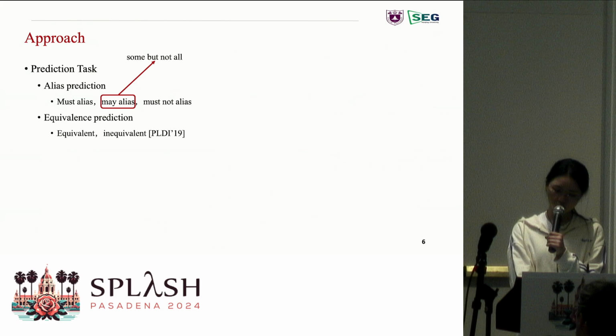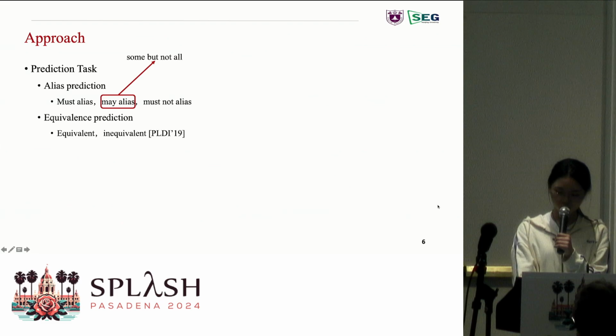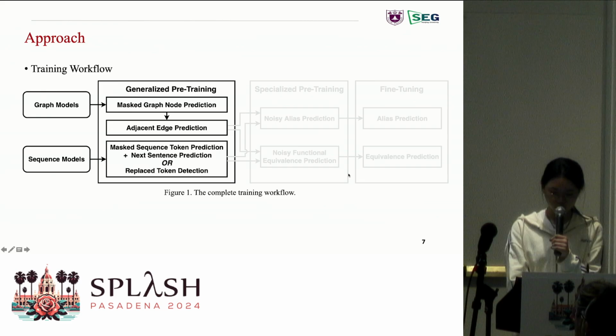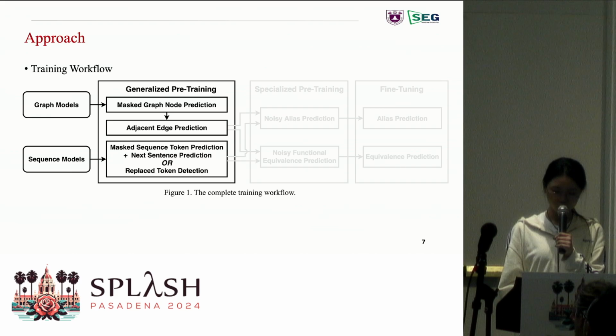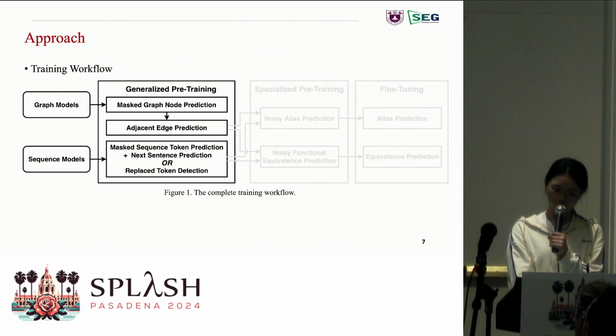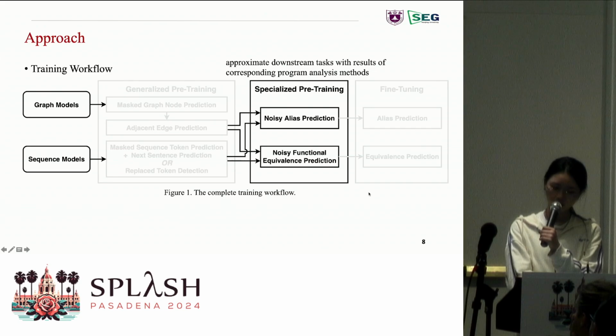Equivalence prediction is derived from equivalence checking. It checks whether two programs are semantically equivalent. We follow Church et al.'s work to define semantic equivalence. Next, I'll talk about the training approach we design. First is generalized pre-training. It corresponds to the pre-training phase in the widely used two-stage learning approach. In this stage, the training goal is to learn general foundational properties of source code that are independent of downstream prediction tasks. We adopt the tasks that each model is trained with in their original pre-training stage.